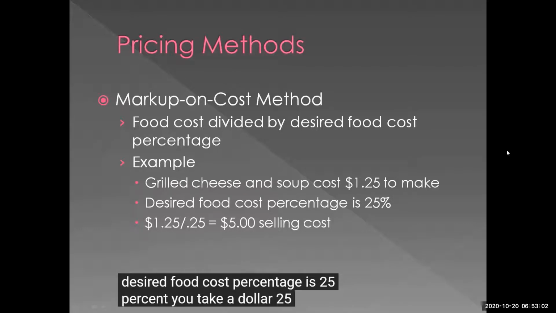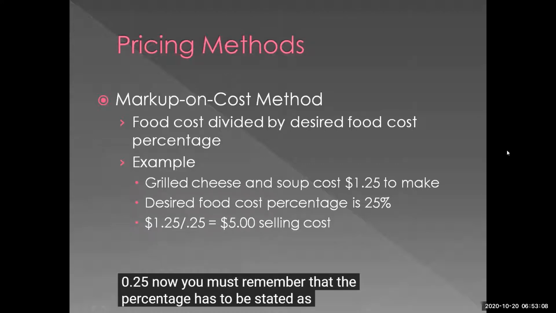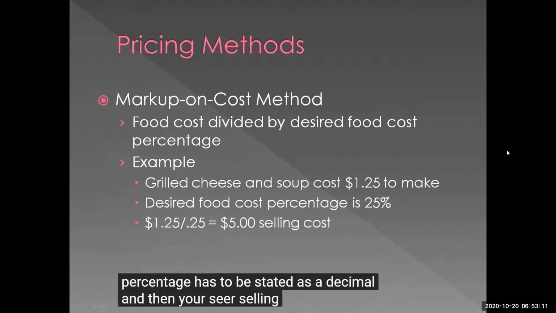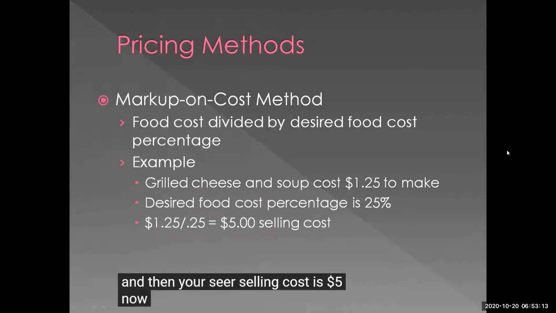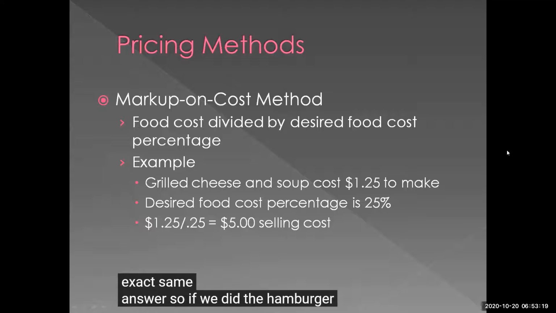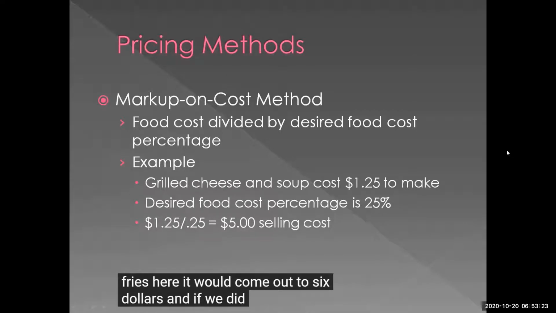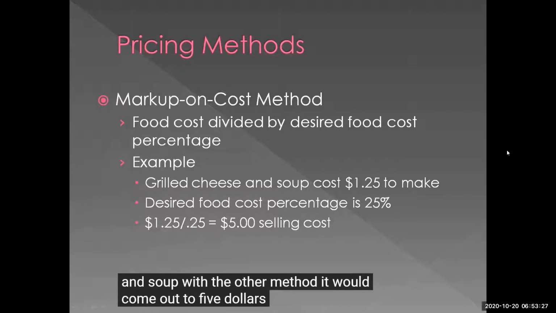You take $1.25 divided by 0.25. Now you must remember that the percentage has to be stated as a decimal, and then your selling cost is $5. Now, both of these methods give you the exact same answer. So if we did the hamburger and fries here, it would come out to $6. And if we did the grilled cheese and soup with the other method, it would come out to $5.